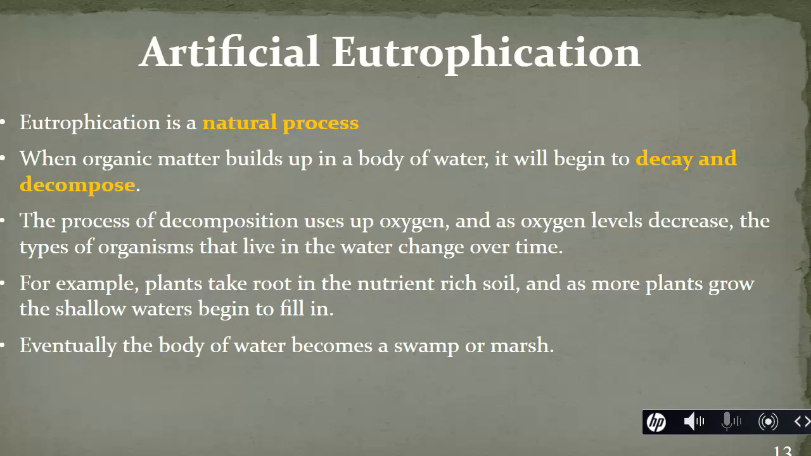Eutrophication normally is a natural process. Organic matter builds up in a body of water, begins to decay and decompose. Decomposition uses up oxygen, so oxygen levels decrease. So that will change the type of organism that can live in the water over time, right?